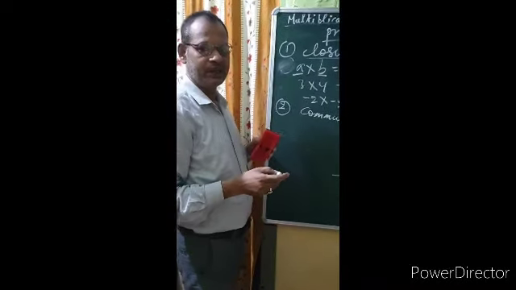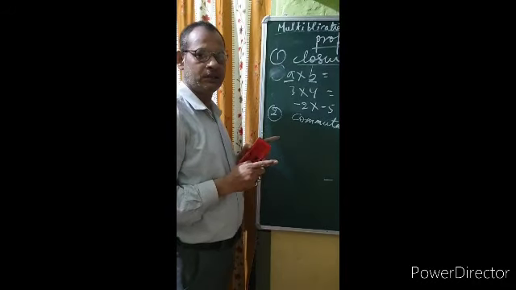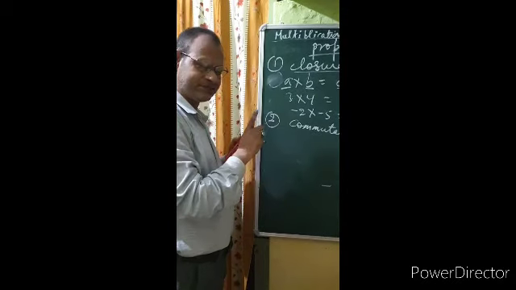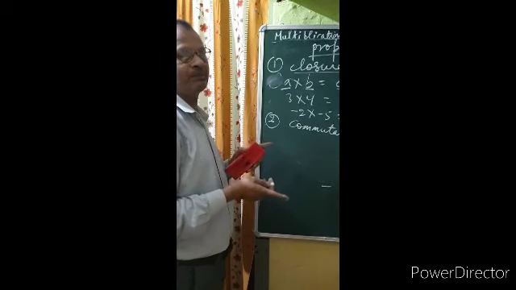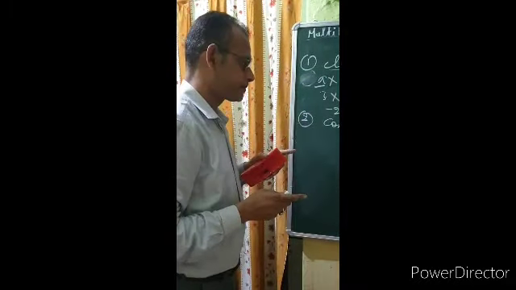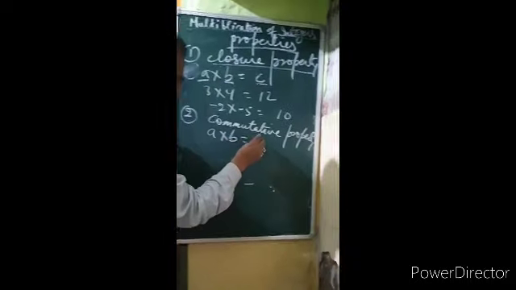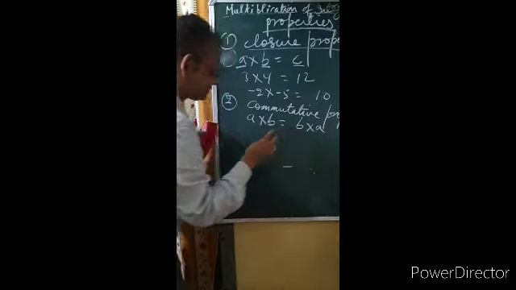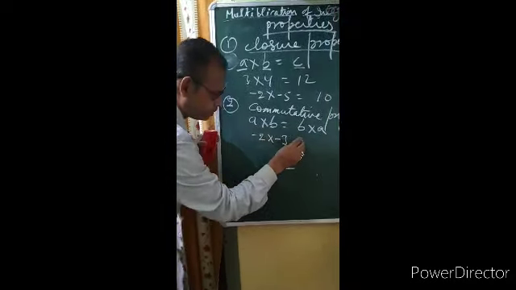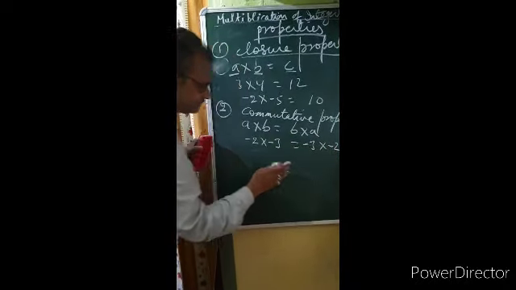In the commutative property, when two integers are multiplied, irrespective of their position, whether the first is multiplied with the second or the second with the first, the answer will be the same. For example, A into B will be the same as B into A. Let us take one example, minus 2 into minus 3 or minus 3 into minus 2. Let us see if the answer is the same.